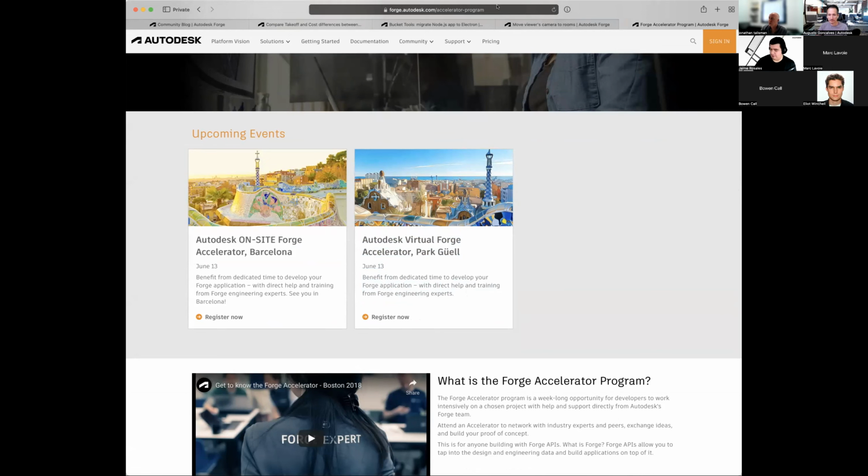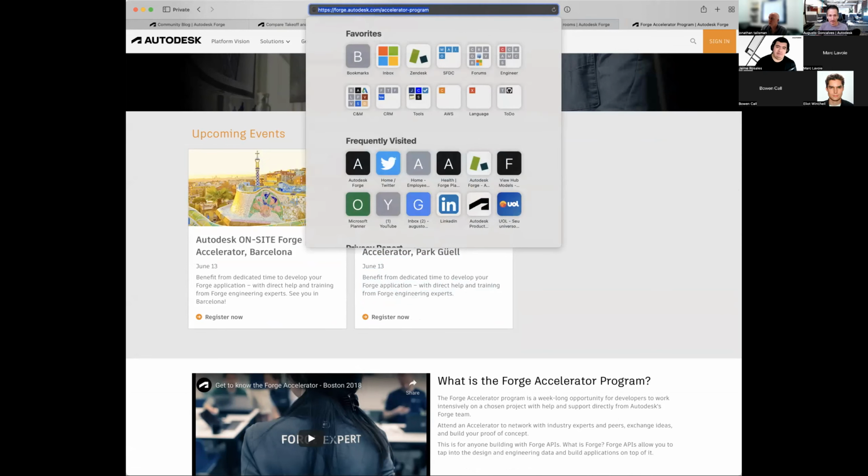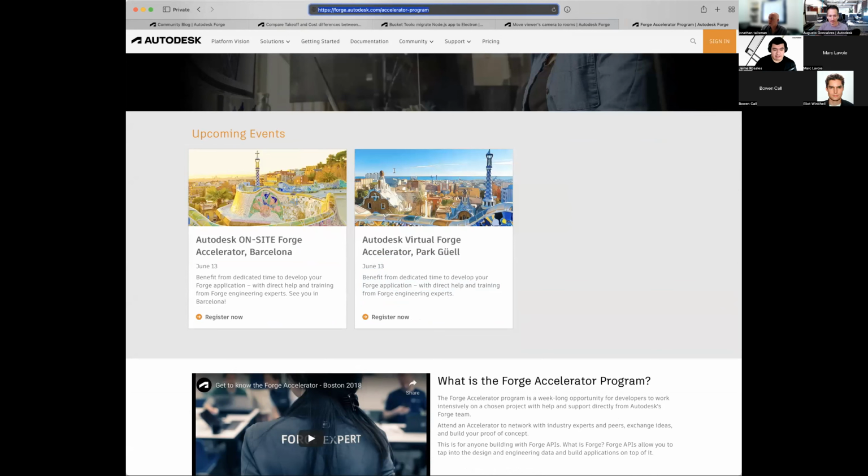One of the benefits of the on-site in Barcelona, aside from spending time with the developer advocates team, is that during that same week, we're going to have Forge Data Days in Barcelona.